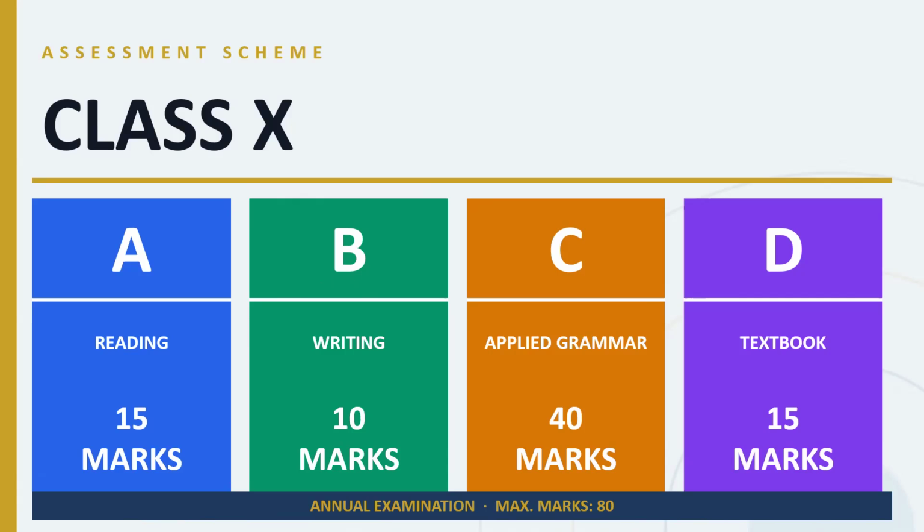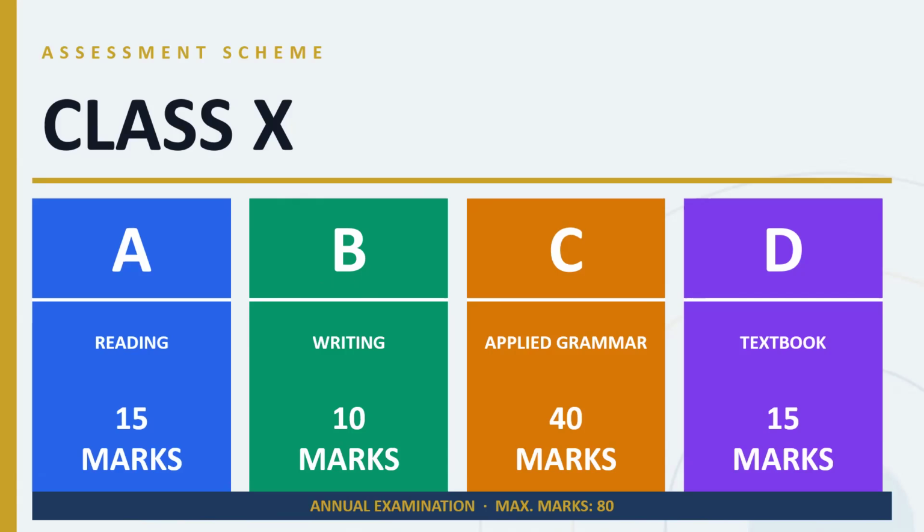Then the section C is for 40 marks, which is almost 50% of your total marks. Maximum marks is 80 marks and 40 marks is applied grammar. What are the grammar topics you will have to prepare for that? I'll be dealing with that in separate slides.